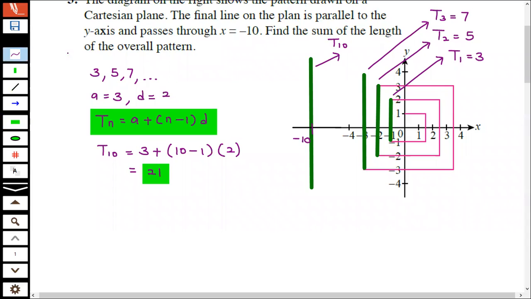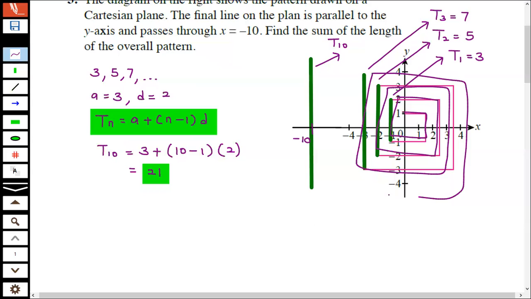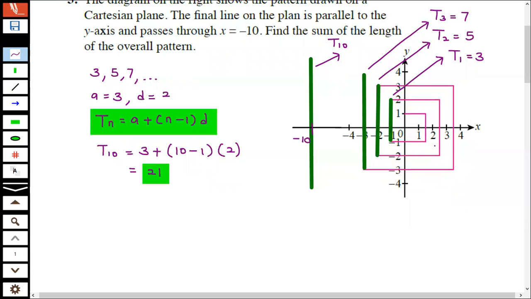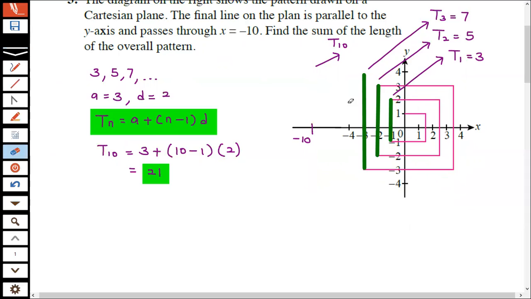Okay, if you move on to the pattern now, they ask you to get the sum of the length of the overall pattern. That means they ask you to get the total. You need to total all this until the last one. You go until the last one, right? Okay, now listen. I'll show you one by one. I think I need to erase this one out. You don't need all this now.